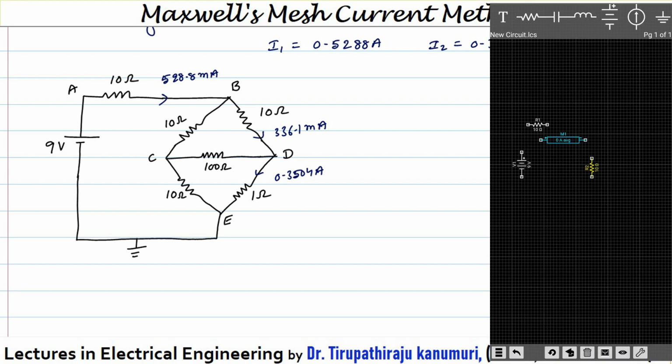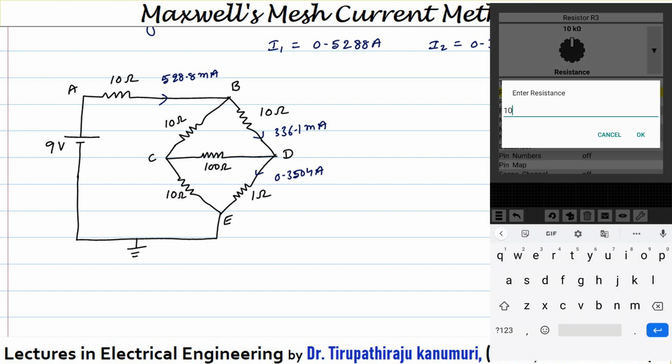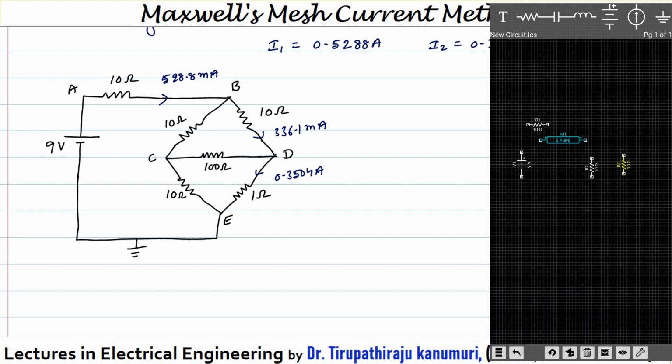There is one more 10 ohm resistance. In a similar way I am selecting another resistance and rotating it using the third button here. Again double click and change this to 10. Once you change it to 10, I am just clicking it. I can adjust where I want to keep it, so I am keeping it here.